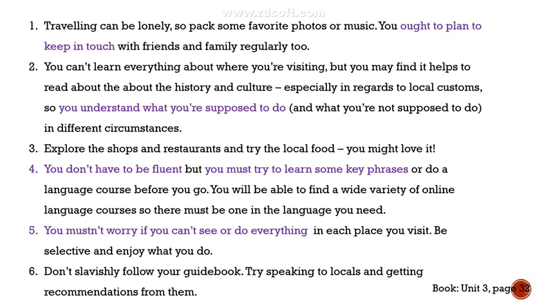Now we move to the sentence. You must try to learn some key phrases. That means me as a speaker, I feel it's necessary or obligatory. So must expresses a strong obligation.